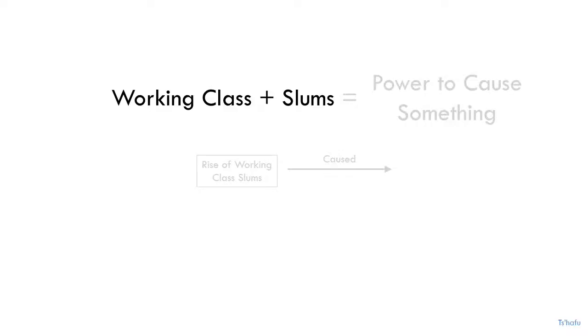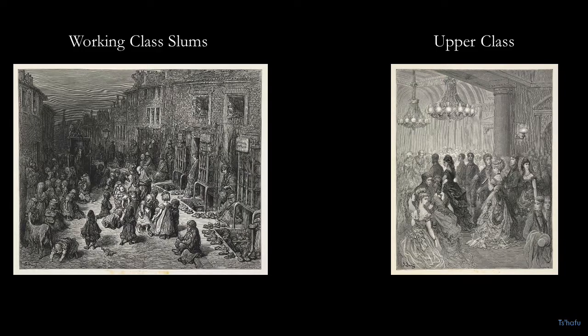What we want to do now, our goal here, what we're trying to establish, is to say that the working class slums, right? Well, these two elements, working class plus slums, give rise to this thing we call the ability to cause something. And why? Well, let's look at this here. Our ultimate goal is to paint this picture.